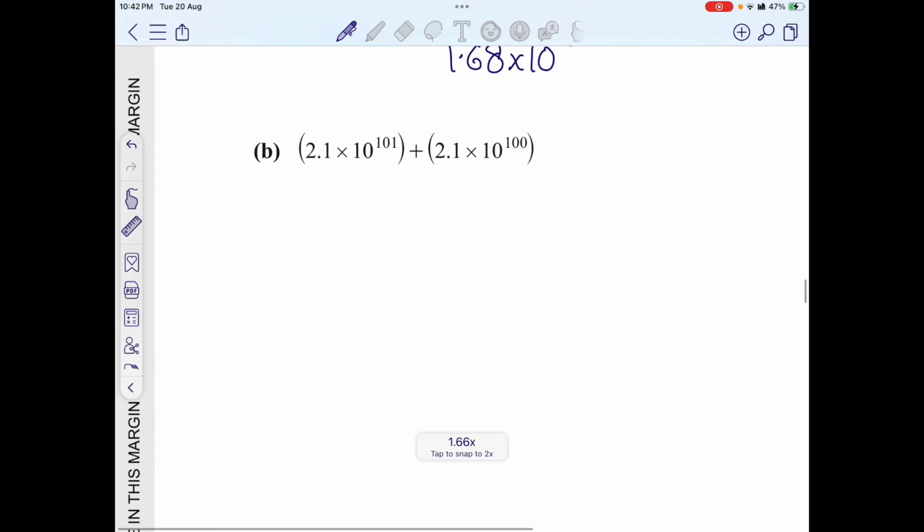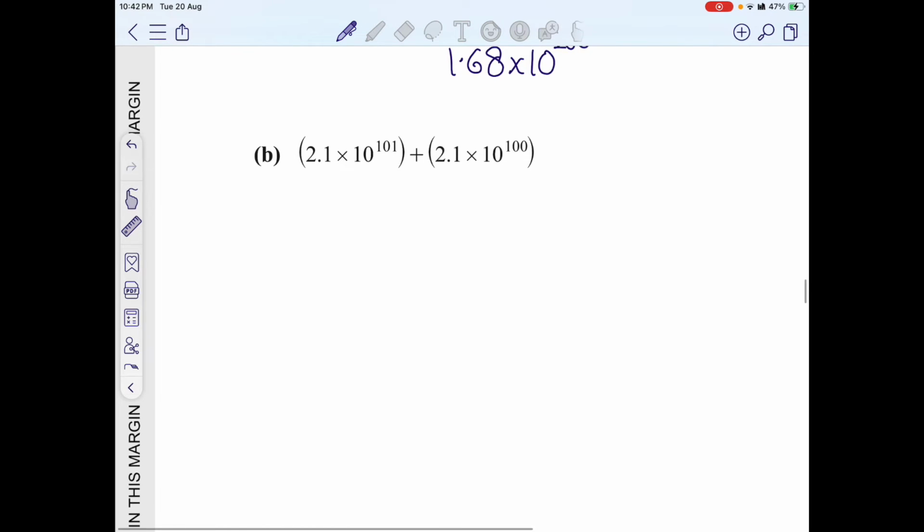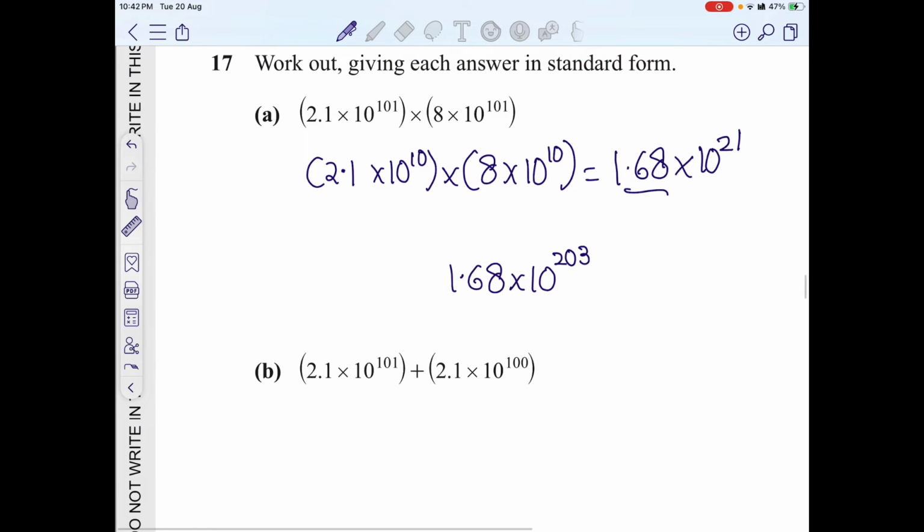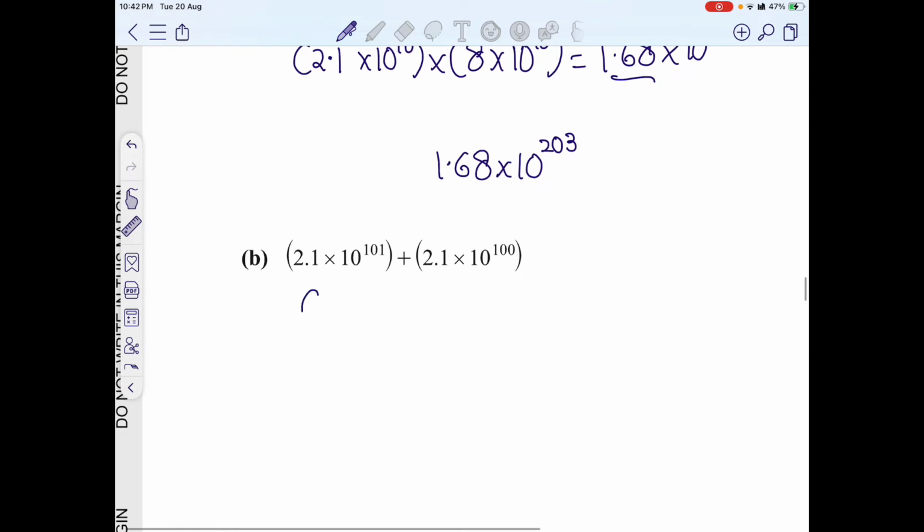Now here we have a second question about the same. 2.1 times 10 raised to 101 plus 2.1 times 10 raised to 100. Whenever you're writing the powers, make sure that they're of the same degree. For example, these both are the same, so I just use the same. Again, I would use the same thing here: 2.1 times 10 raised to, I would say 11 maybe, plus 2.1 times 10 raised to 10.